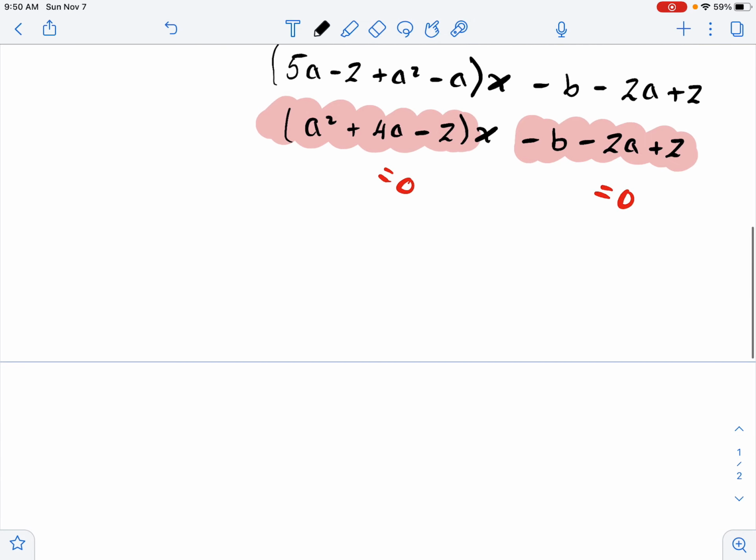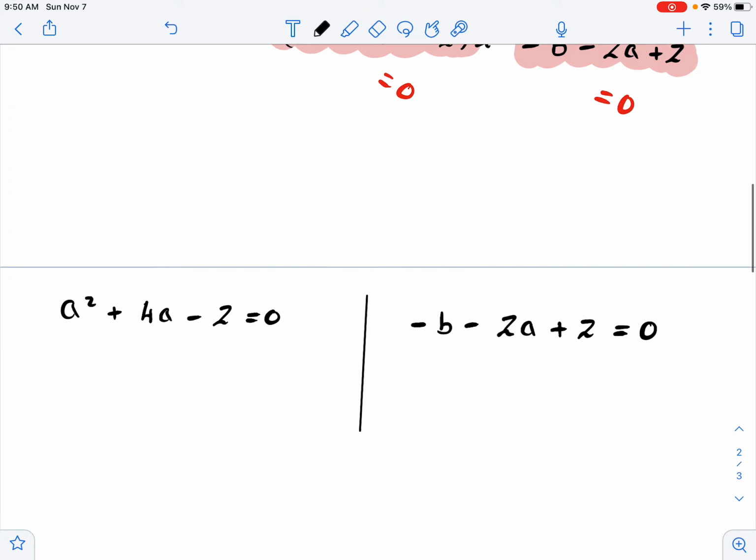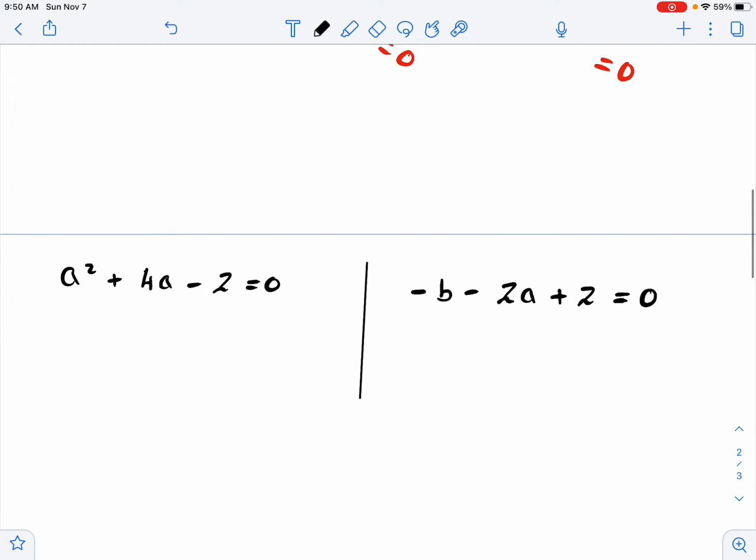Essentially, I can now say that a squared plus 4a minus 2 must be equal to 0. I must have a 0x term. And also that minus b minus 2a plus 2 must also be 0. Okay, so I have two equations, and I can go about solving.